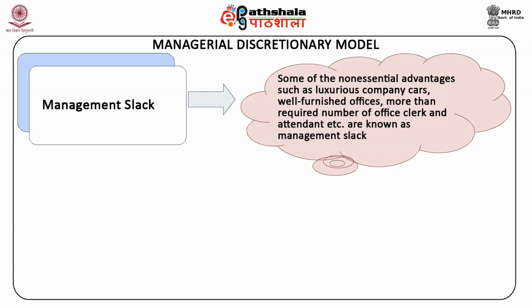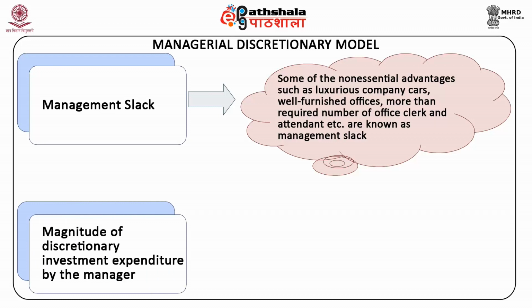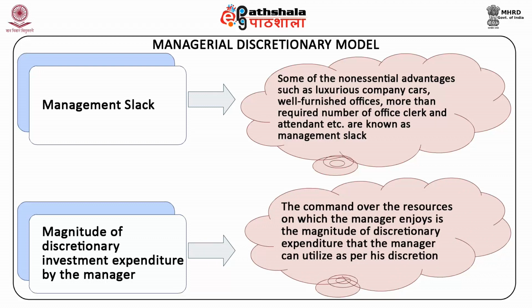The fourth factor is the magnitude of discretionary investment expenditure by the manager. Magnitude of discretionary investment expenditure is the resources that the manager can invest in the plant by using his discretionary power. The command over resources which the manager enjoys is the magnitude of discretionary expenditure which the manager can utilize as per his discretion. Thus, the magnitude of discretionary investment expenditure by the manager plays an important role in determining the utility function of the manager.